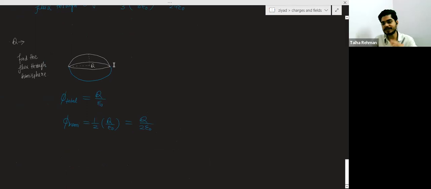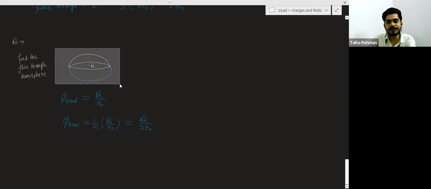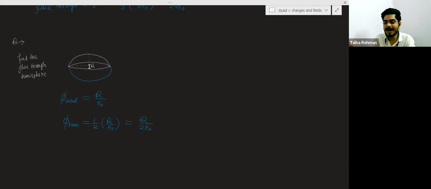I have imagined that. I have taken this imaginary hemisphere and clubbed it on it. So this system or this figure will look like that. This is the sphere having the charge at the center. Okay, charge at the center.